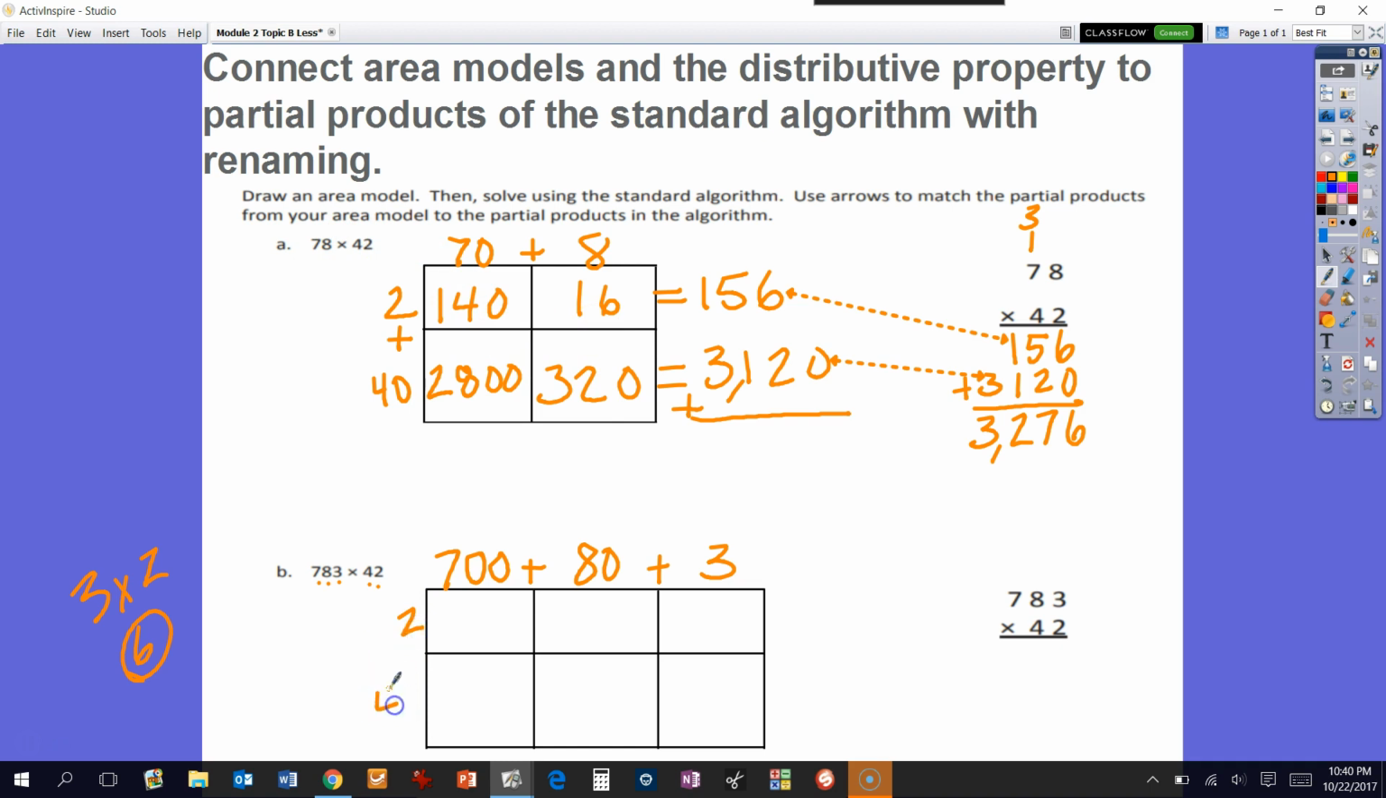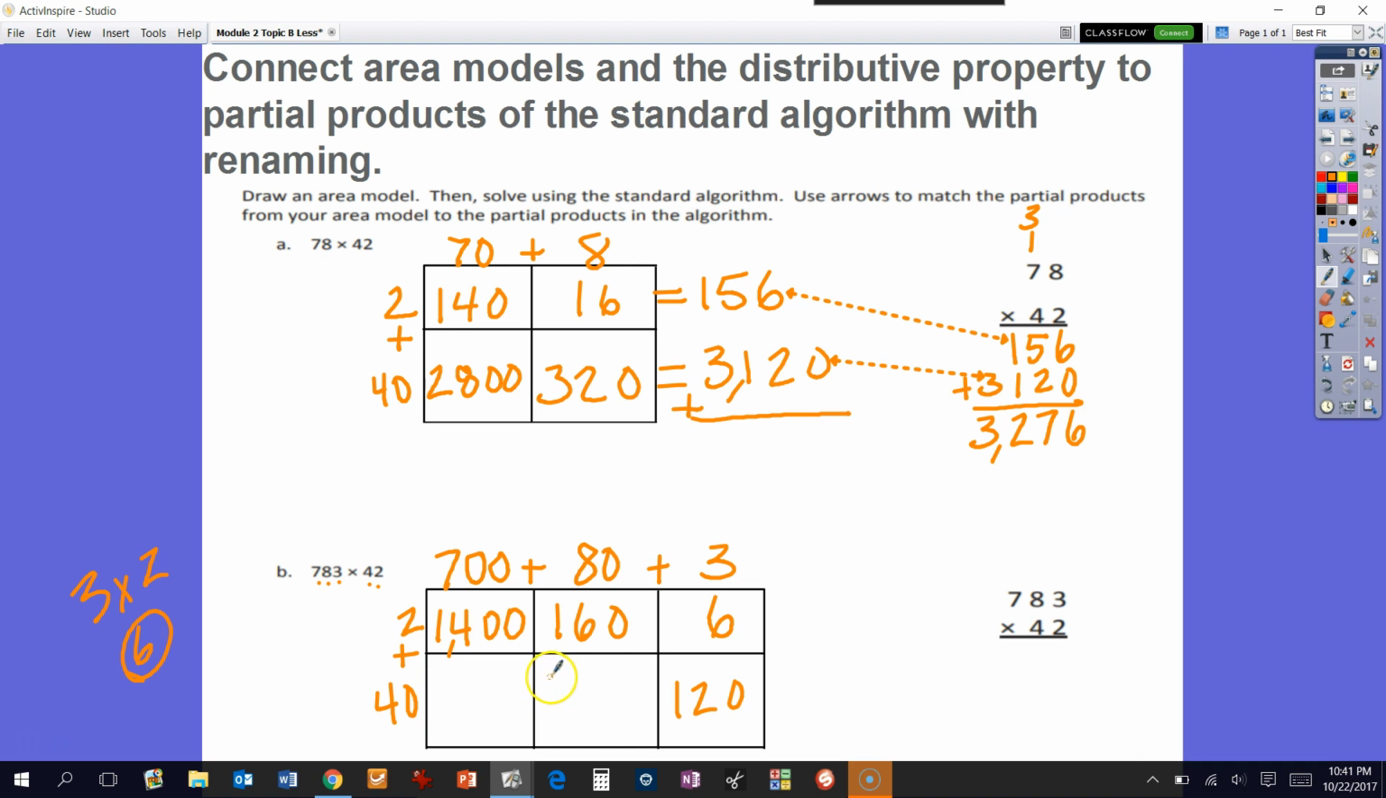And I'm going to keep my 42 in the same format. And another thing, the reason why we want to have this 2 up top and not the 40 is because the partial products are similar in the standard algorithm. So let's go ahead and walk through this quickly. 2 times 3 is 6. 2 times 80 is 160. 2 times 700 is 1,400. And 40 times 3 is 120.